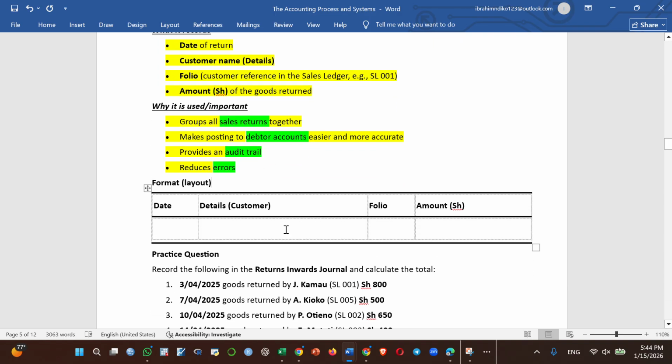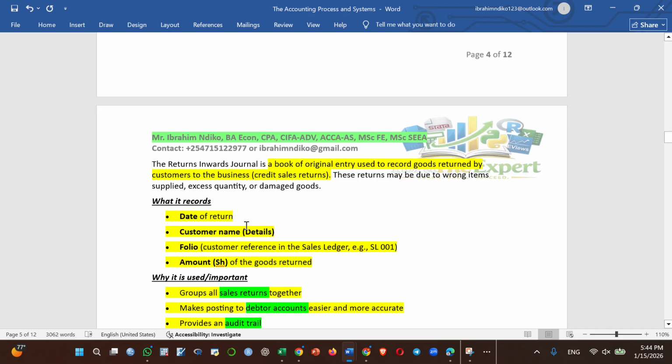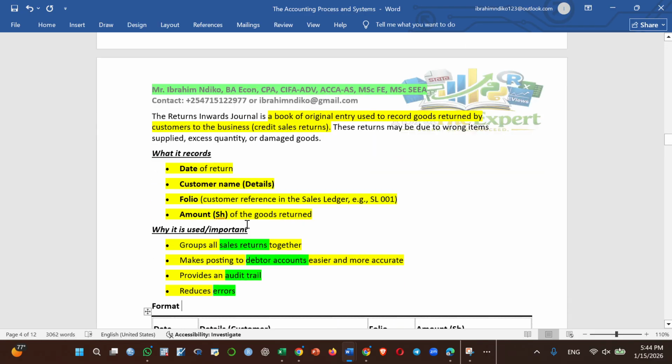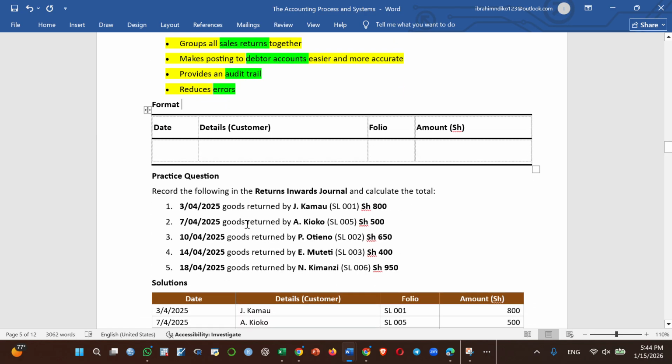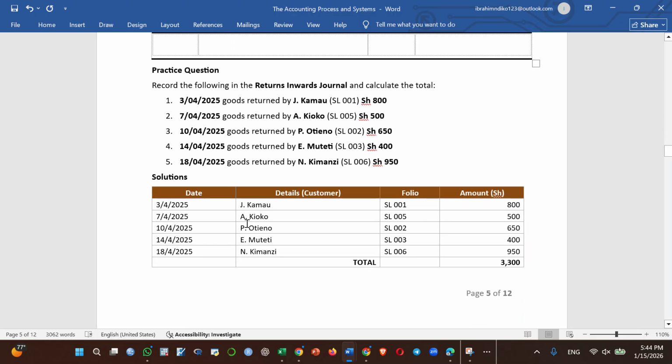That is it. This is the format. You can see it here. So that is the format. This format is the same: date, details, folio number, the amount. So there is no difference. So it is the same. Let us see the practical question now. Can you read that question?